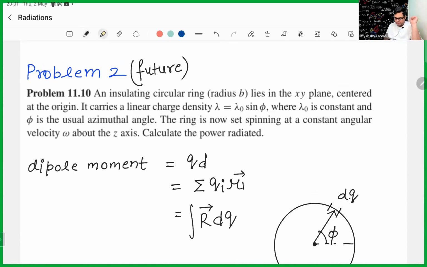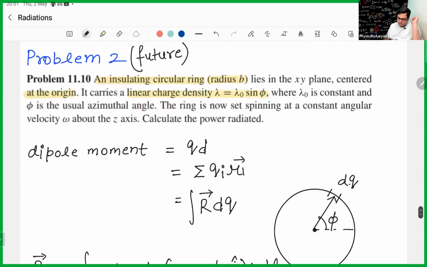This problem is very important. We have an insulating circular ring, and the radius of that ring is B. It is centered at origin, and it carries a linear charge density like this. So we have a ring. This is the ring you see here.